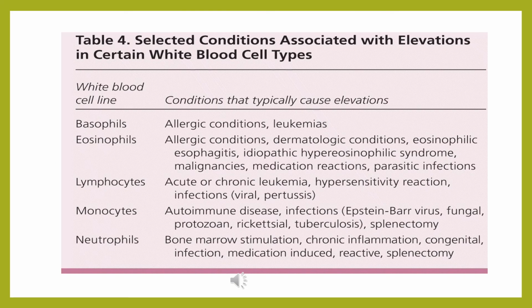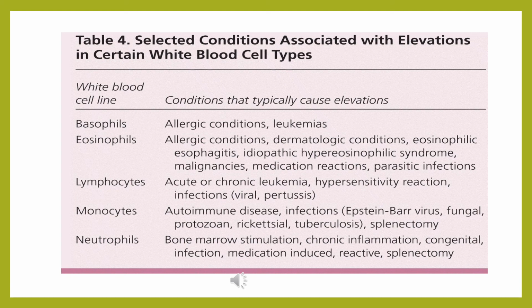In this slide, we are going to see the different conditions which are associated with an increase in the number of a certain type of WBC. The first one, basophil, gets increased during allergic conditions and during leukemias. Leukemia is a type of blood cancer. Then eosinophils get increased during allergic conditions, during certain dermatological conditions, meaning skin related problems.